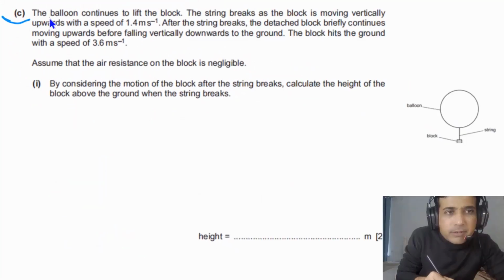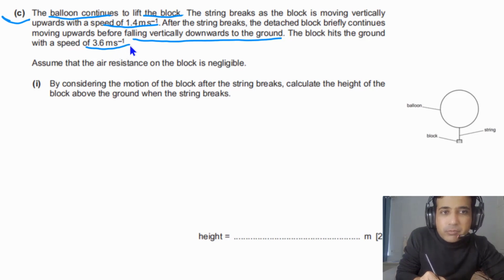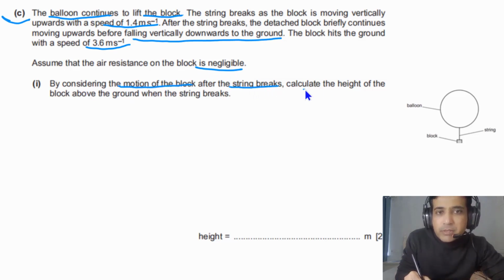For part C, it is given to us that the balloon continues to lift the block. The string breaks as the block is moving vertically upwards at a speed of 1.4 meters per second. After the string breaks, the block briefly continues moving upwards before falling vertically downwards to the ground. The block hits the ground with a speed of 3.6 meters per second. Assume that the resistance on the block is negligible. We need to consider the motion of the block after the string breaks, and we need to calculate the height of the block above the ground when the string breaks.